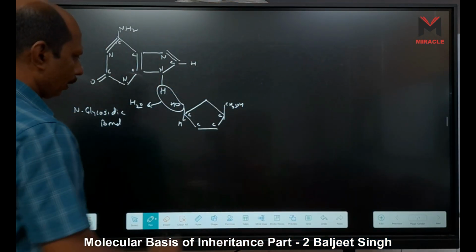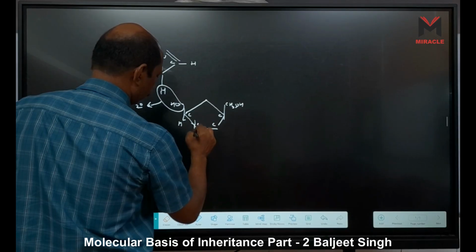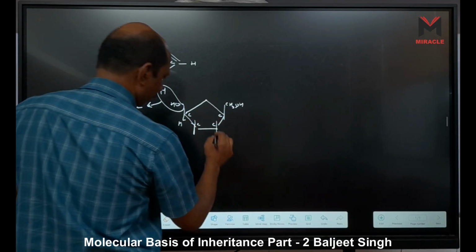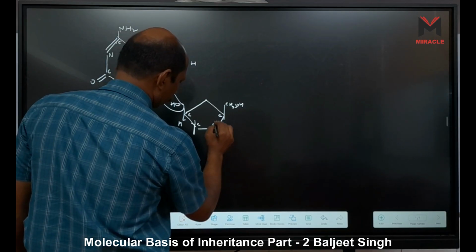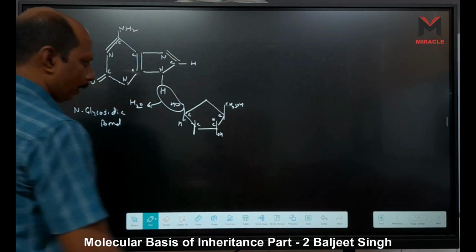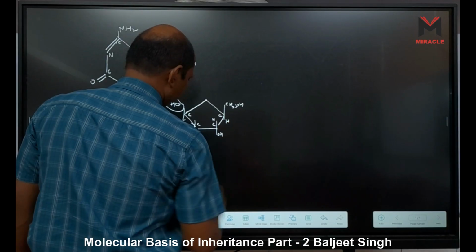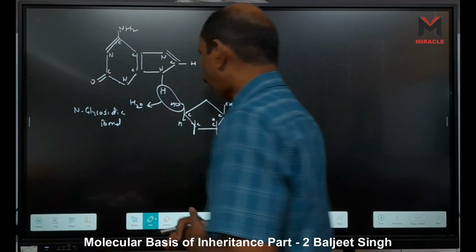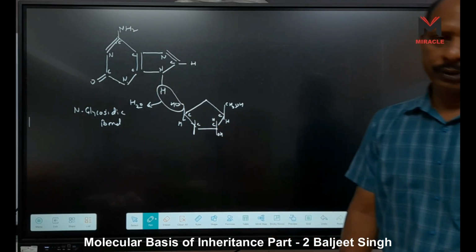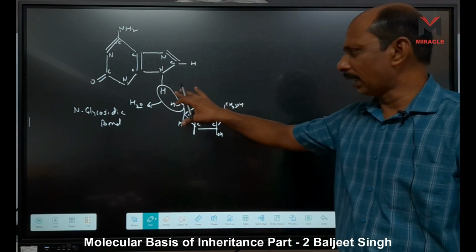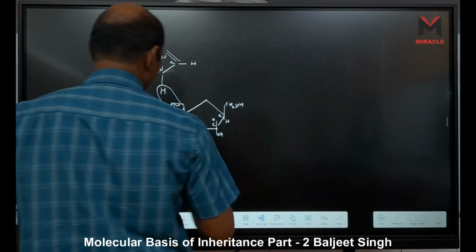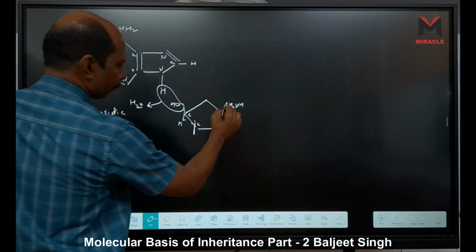Now look here, this is the second carbon, third carbon, right? This third carbon contains an OH group, right? This side has an H. So this is a single nucleoside, or we can say this is the structure of adenosine. When a phosphoric acid is attached to adenosine, it becomes a nucleotide, that is adenylic acid. So this is the fifth carbon, this one is the fifth carbon.